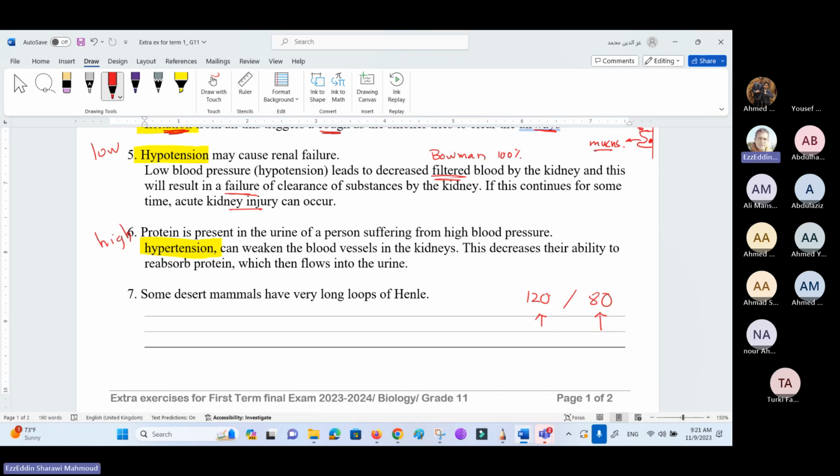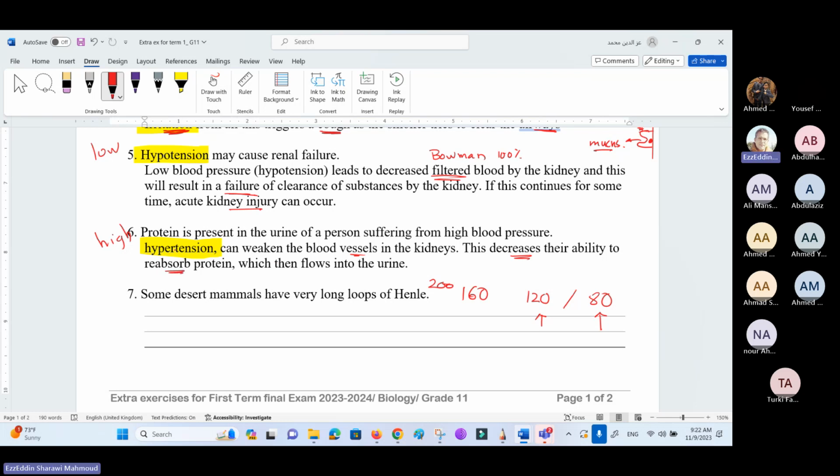Okay, if the blood pressure value is more than 120 or may reach 160, 200, it will cause another bad damage to the kidney. How? This is a question. Hypertension will weaken the blood vessels in the kidney, will destroy them. And this decreases their ability to reabsorb proteins.